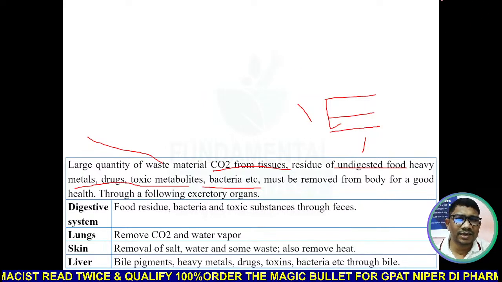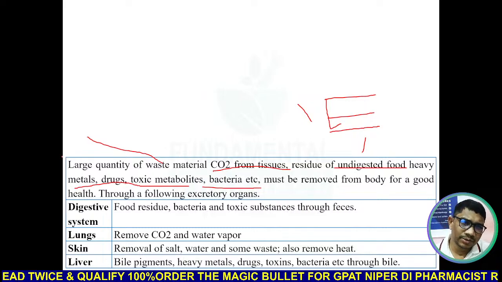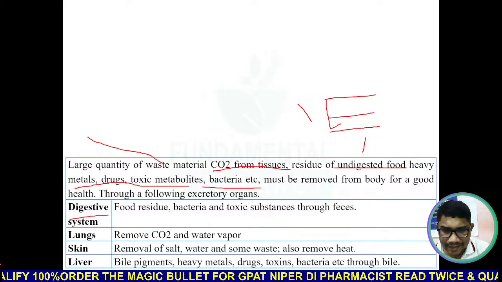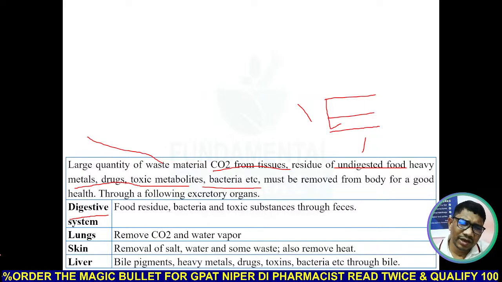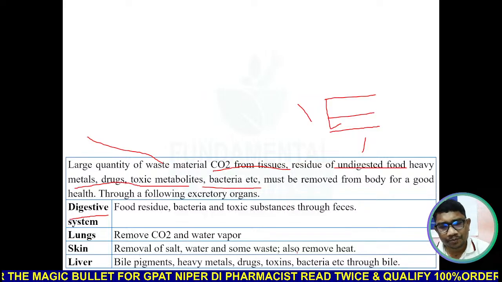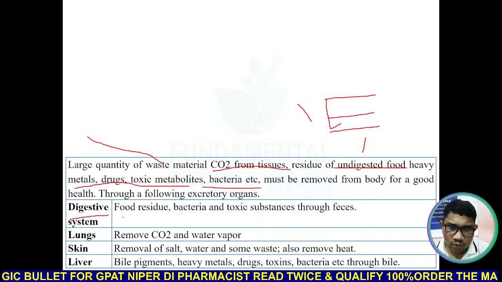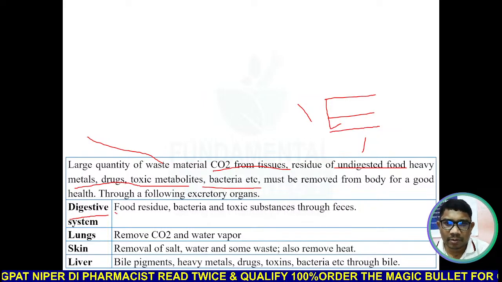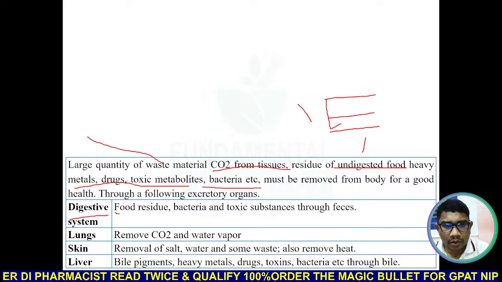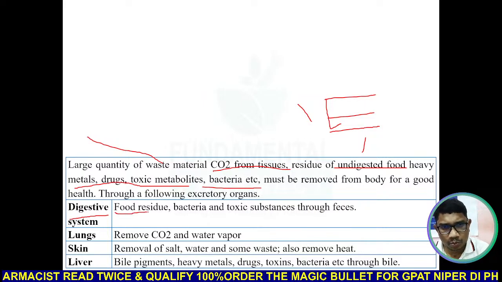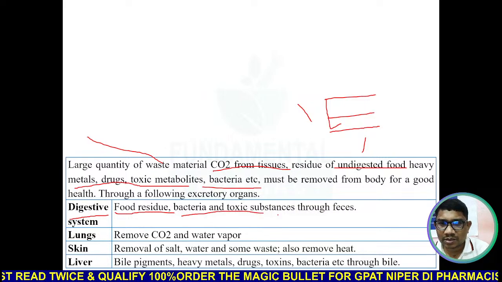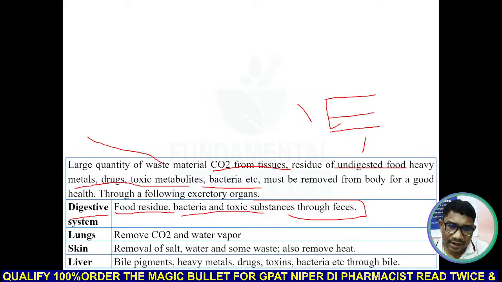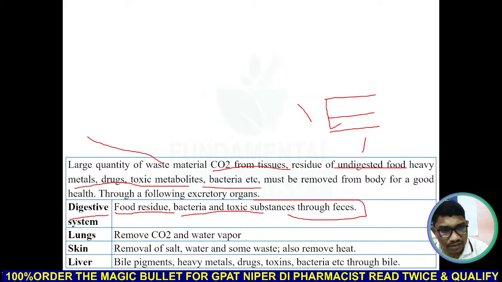What are the excretory systems of your body? One such system is the digestive system. So digestive system also works as an excretory system. तो digestive system का काम क्या होता है? To intake the food, to break down the food, है ना, convert it into an absorbable form, and whatever is not required, that is removed. So food residue, some bacteria, toxic substances, they are excreted through feces. So digestive system also works as an excretory system.